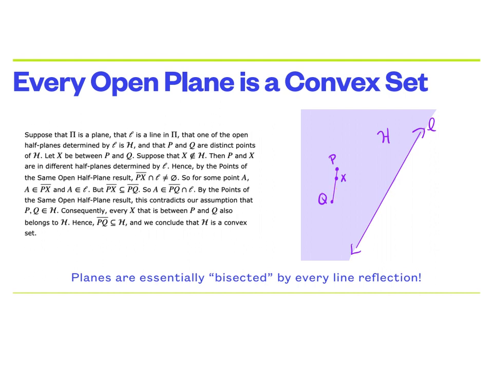The other thing to note is that planes are essentially bisected by every line reflection. So if you have a line and a plane, this side would reflect onto the other side and vice versa. It cuts that plane into 2 parts.